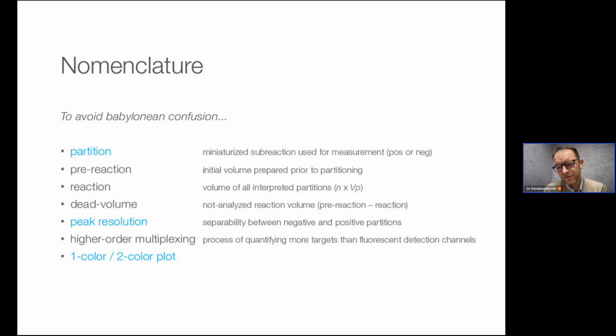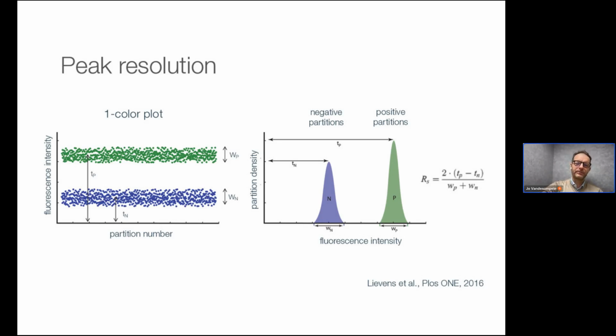Importantly, we talk about the partition, not about the droplet or the chamber, and the separability between the negatives and the positives. That's called peak resolution. And we no longer speak about one-dimensional 1D and two-dimensional 2D plots. No, we say one color and two color plots or multicolor plots, just to give you a few examples to make sure that we all speak the same language.